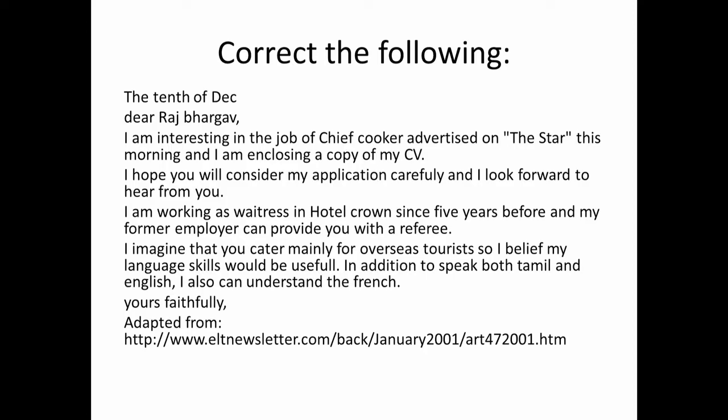I imagine that you cater mainly for overseas tourists. Is anything wrong with that? So, I believe, is anything wrong with belief, or should it be believe? Okay, so discuss it among yourselves. My language skills could be useful. Look at the spelling of useful. Is it correct, or does it need a rethink?